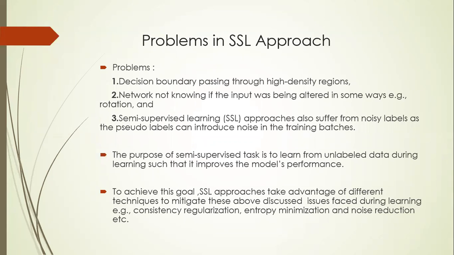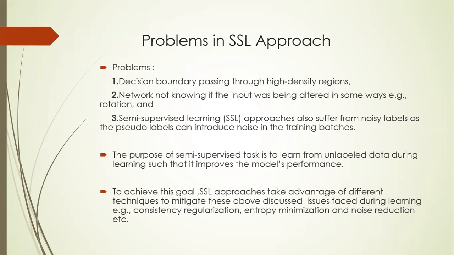So now we'll discuss problems in SSL approaches. The problems are as follows. The first one is the decision boundary passing through high density regions. The second one is the network not knowing if the input was altered in some way, for example, rotation, whether it is rotated or not. And the third one is that semi-supervised learning approaches also suffer from noisy labels, as the pseudo labels can introduce noise in the training batches.